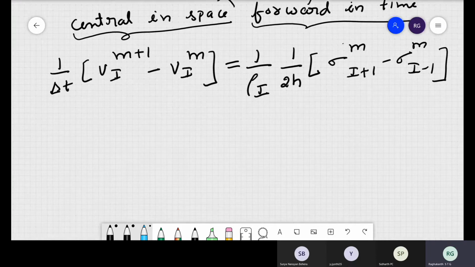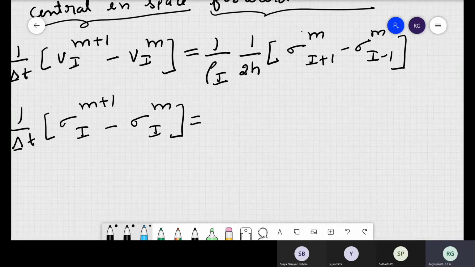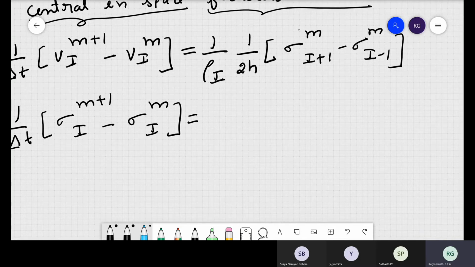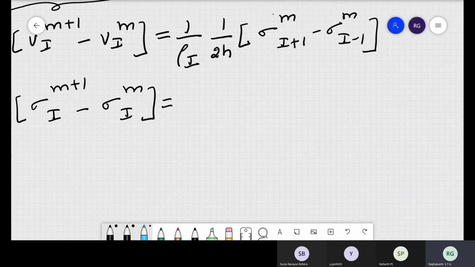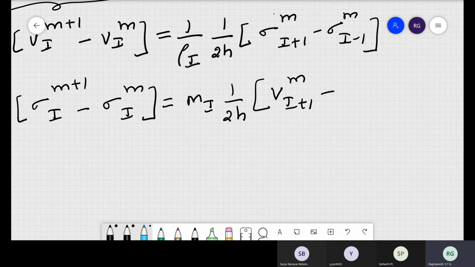Now the second equation also: 1 by delta t, sigma_i^(m+1) minus sigma_i^m. This is a forward difference in time, and here it is a central difference. Some c_i, with mu_i here, and 1 by 2h. Then we have the velocity v_(i+1)^m minus v_(i-1)^m, which is the central derivative. So this scheme is forward in time, central in space.